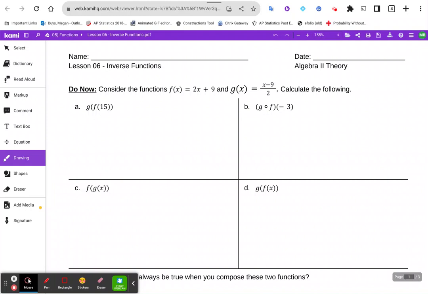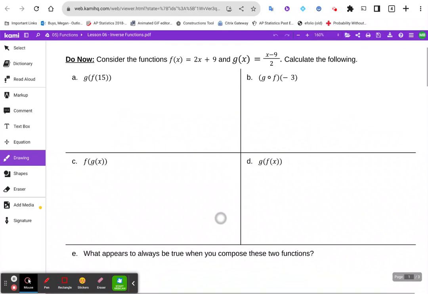In this video, we're going to be looking at inverse functions. But what I'd like you to do first is take a minute, pause the video, and try these 4 out of the Do Now. You'll be able to complete E as well after, but take a minute, pause the video, and just try that out.